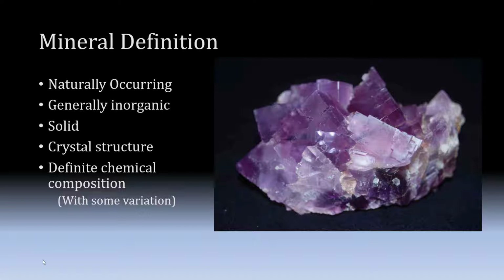First of all, it needs to be naturally occurring. So this leaves out any of the weird stuff that people make in labs. Also plastics, things like that. Not a mineral. Now, we can make minerals in a lab. Diamond, for example, is a mineral, pure carbon, that we make in a lab all the time. There are a lot of gemstones that we make in a lab, but you can also find them laying around on the ground if you go to the right place. And so, mineral. Generally inorganic.